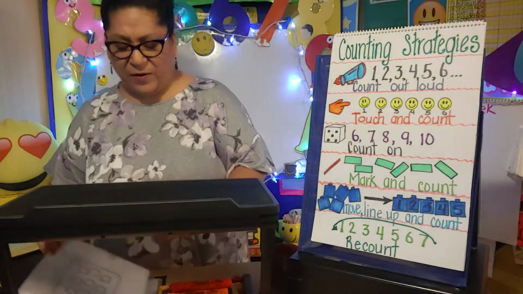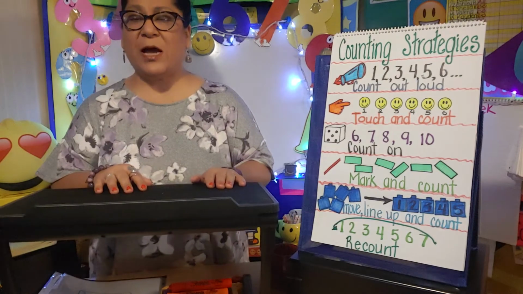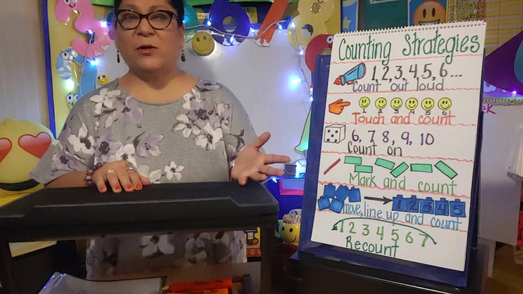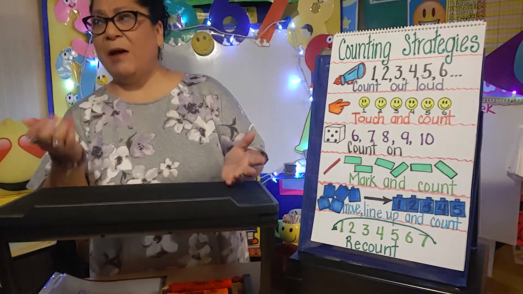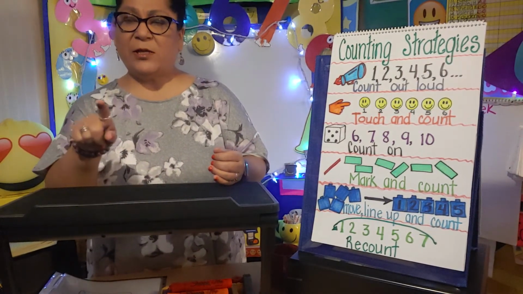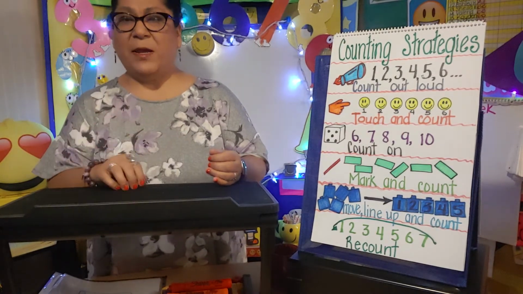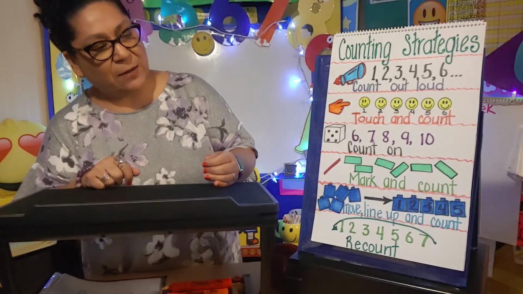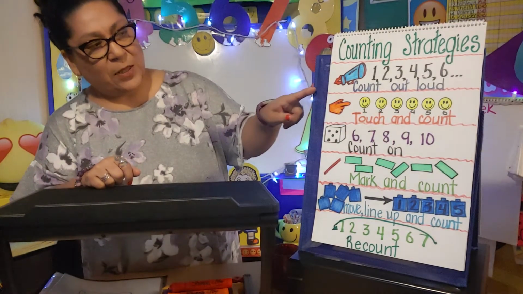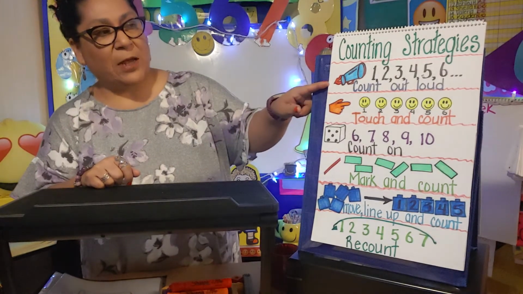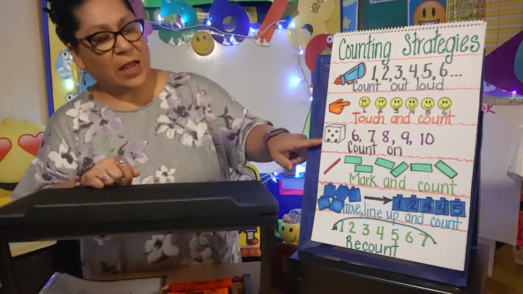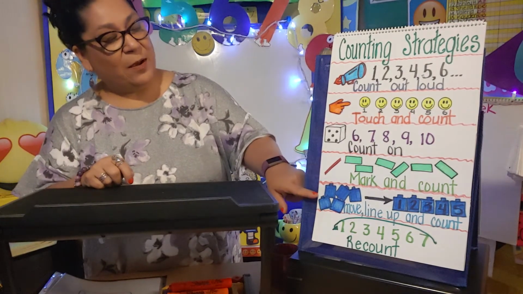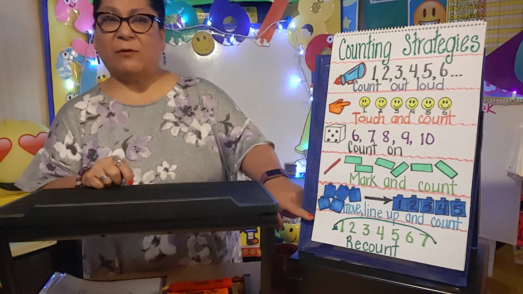So there are different strategies you can use when you are counting. When you're presented in a test, in an assessment, your teacher asks you, your mommy asks you, how many tomatoes are there? You can touch and count. Maybe you can line them up. Maybe you can just say, there are 1, 2, 3. You can count out loud, touch and count, count on, mark and count. Don't mark and count the tomatoes though. Move, line up and count, or recount.